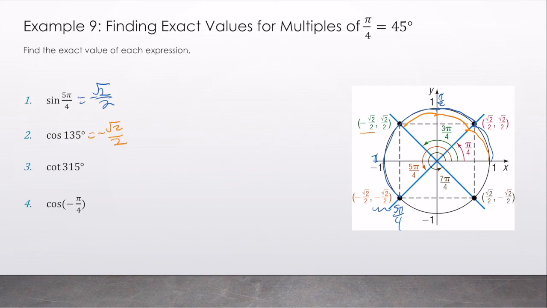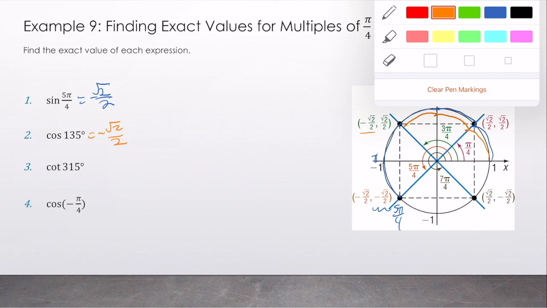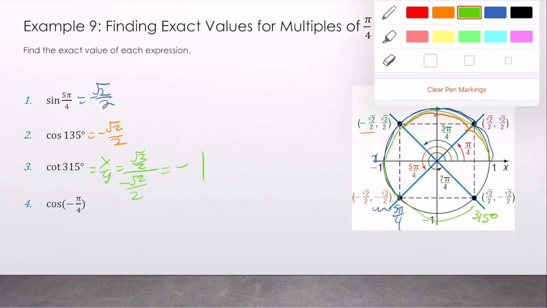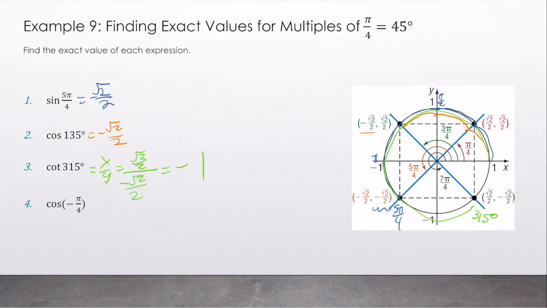Let's take a look at cotangent of 315 degrees. So that's going to be in green. We've got 180, 270 plus 45. That puts me at 315 degrees. Cotangent is my x over y. So I have the square root of 2 over 2 over the negative square root of 2 over 2, which is negative 1. Lastly, in red, we've got the cosine of negative pi over 4. Remember, for negative degrees, we go counterclockwise, so I'm going to go this way. Again, cosine is my x value, so I have the square root of 2 over 2.